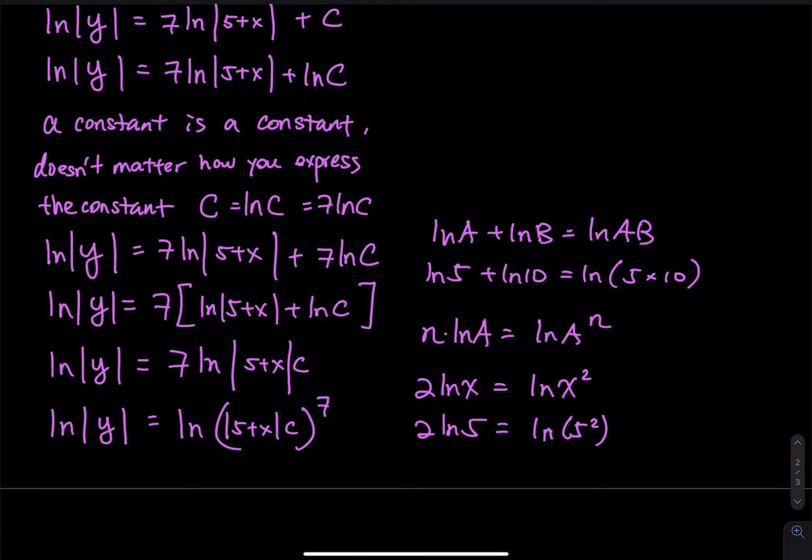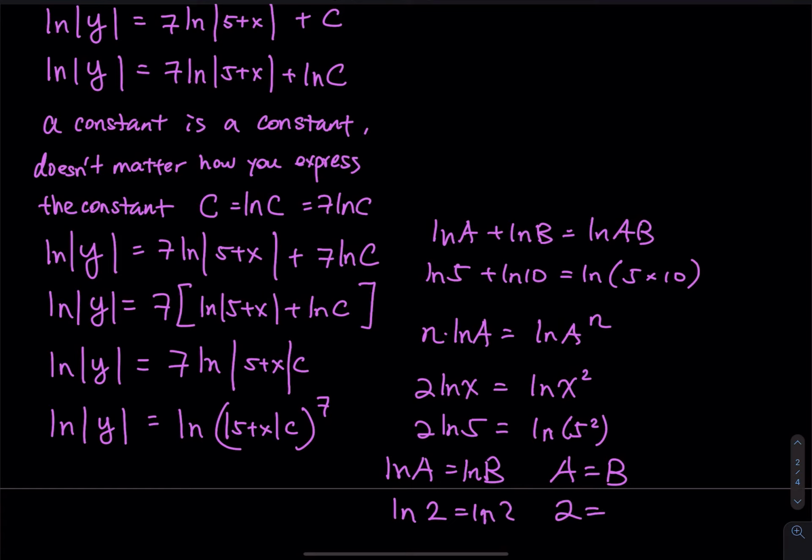And then one last property for Ln is if you have Ln A equals Ln B, that means A is equal to B. So if you have Ln 2 equals Ln 2, then you can say 2 is equal to 2. I think this is called the one-to-one property. And then the plus, I think they call that the sum rule or something. And then there is the power rule. So sum rule, difference rule, power rule for the exponent.